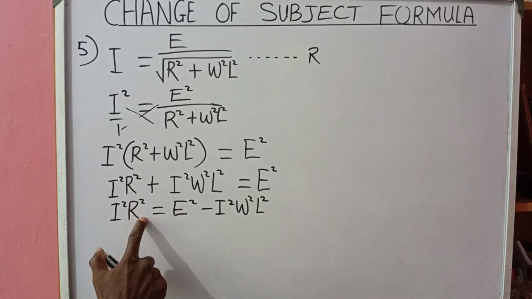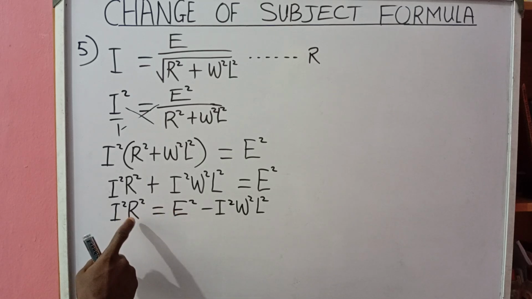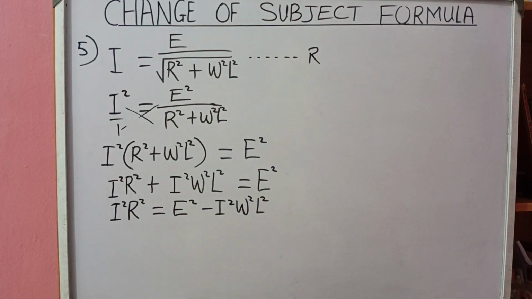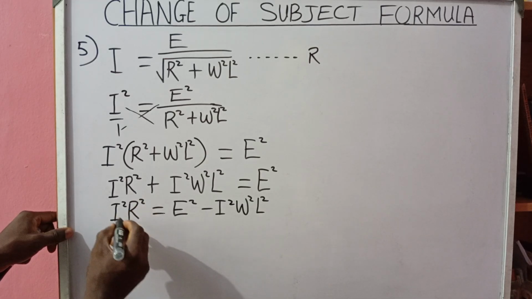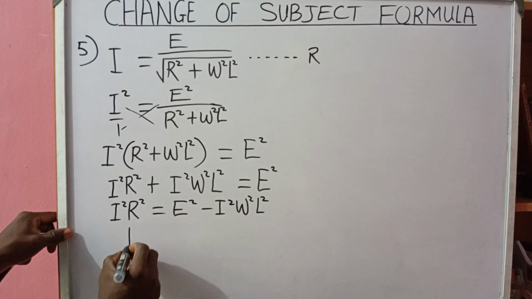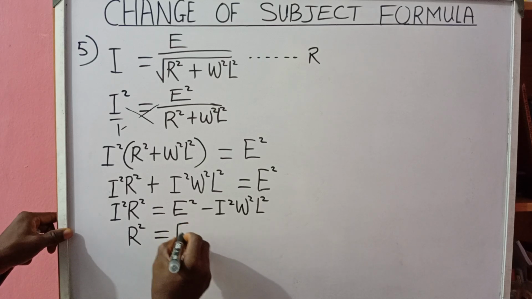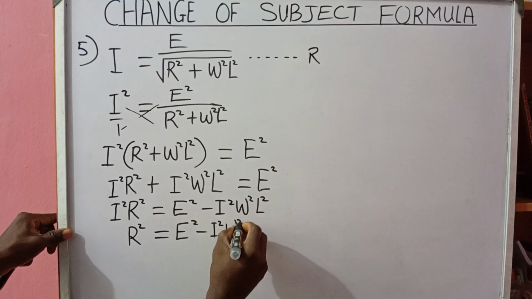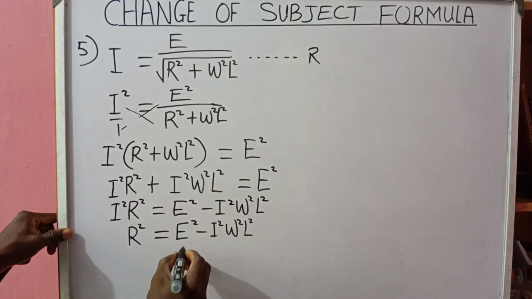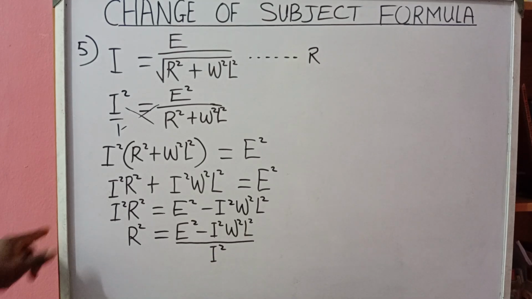Now what is left for us to do is to let I squared leave the R squared alone so that we'll be able to solve for R only. For us to do that, we have to divide both sides by the coefficient of R squared. The coefficient of R squared here is what? I squared. So that becomes R squared is equal to E squared minus I squared W squared L squared all over I squared. That is what we are to do in this particular one.